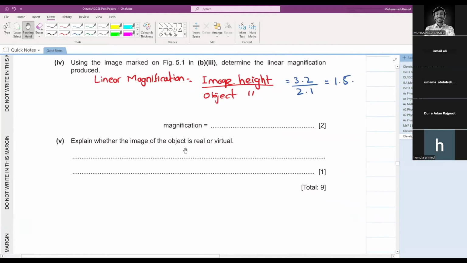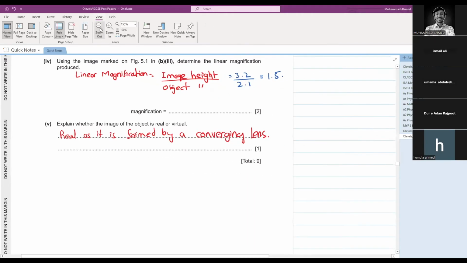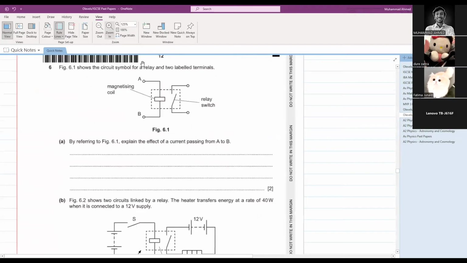Explain whether the image of the object is real or virtual. Yes. Is the image real or virtual? Anyone? The image is real as it is formed by a converging lens. Is everything clear to you guys? Beta, is everything crystal clear? Yes or no?